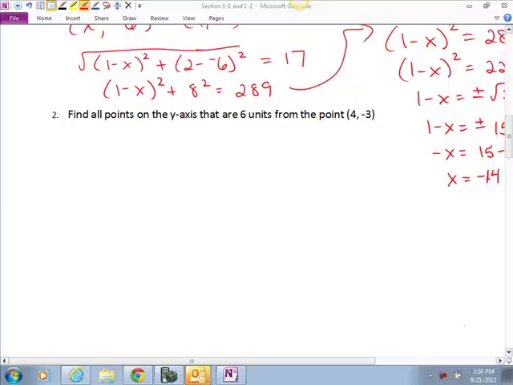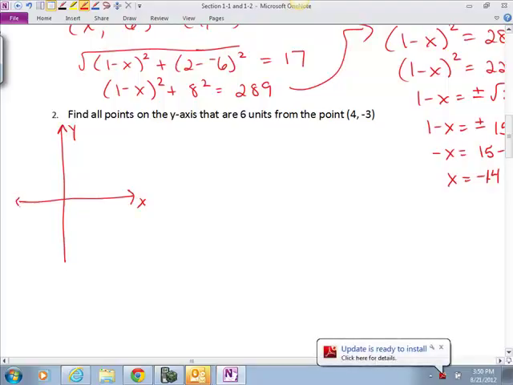Okay, finishing the section 1.1 and 1.2 lecture notes, we're looking at this question. It says, find all points on the y-axis that are 6 units from the point (4, -3). So just think about this for a minute. These points are on the y-axis. Remember, this is the x-axis and this is the y-axis. So we know they're along the y-axis.